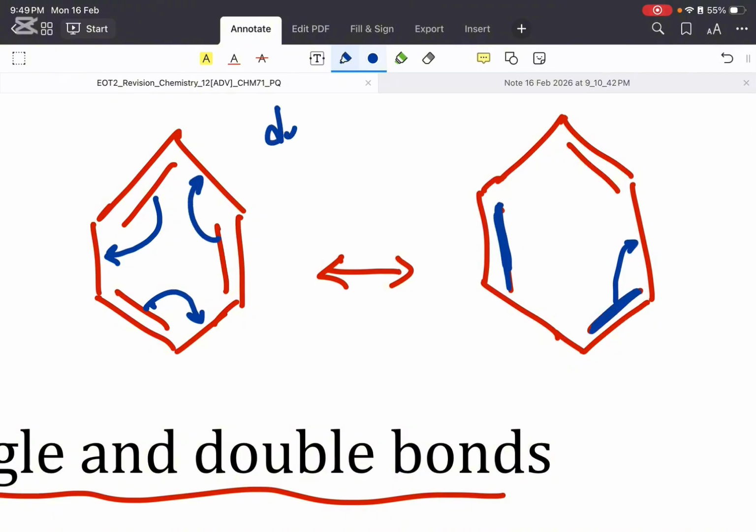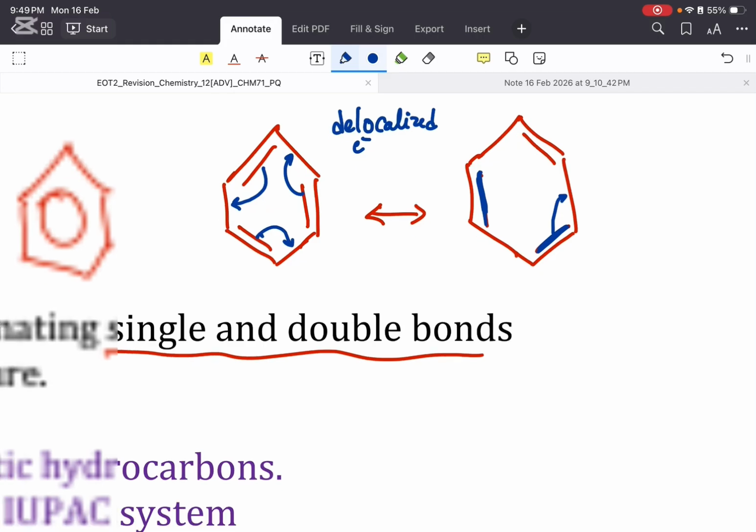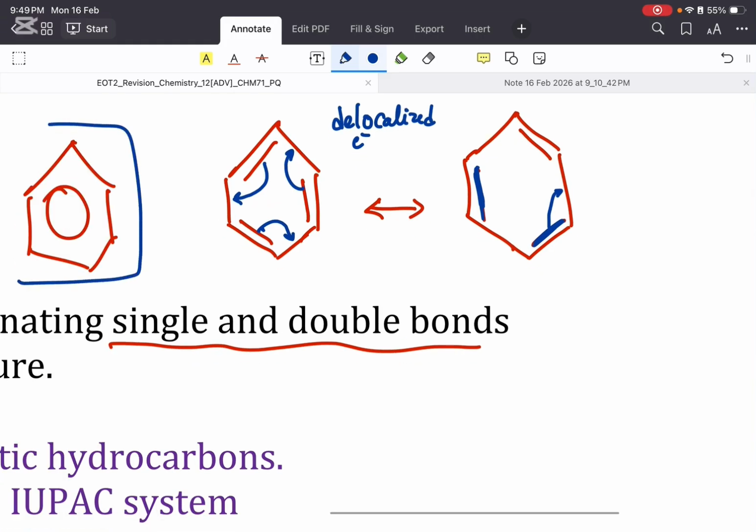So we say a ring of delocalized electrons, meaning moving, changing location. So when we draw this structure, we are referring to this circle where we have 6 electrons, 2 here, 2 here, and 2 here. So a total of 6 electrons rotating inside this ring.